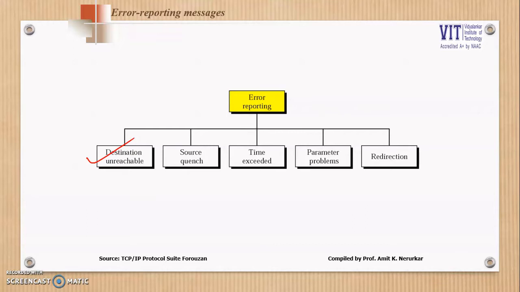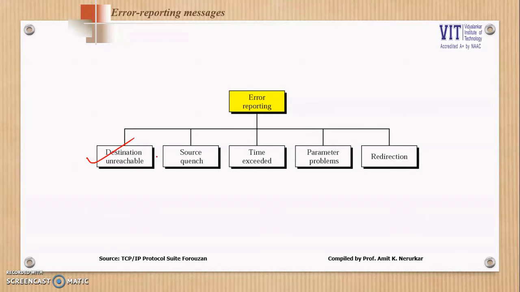Now there are n number of reasons why the packet is not delivered and why the destination is not reachable. Probably the IP address is wrong, probably the network is down, probably the port is down, probably there is some issue with the host to which you are trying to send this packet. Whenever such a thing happens and it is informed to the sender, it is informed with the help of this message known as destination unreachable.